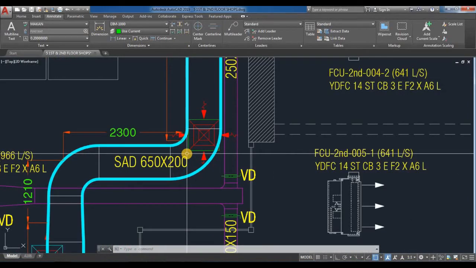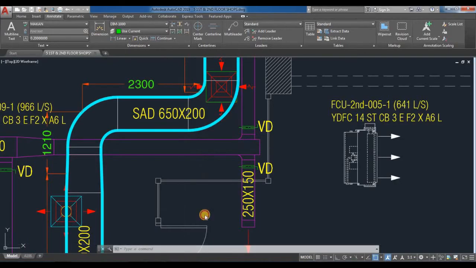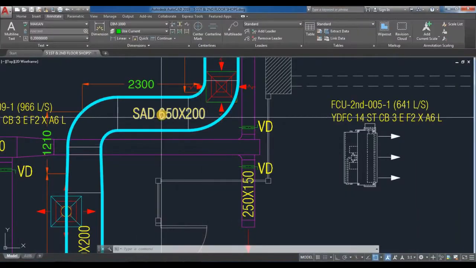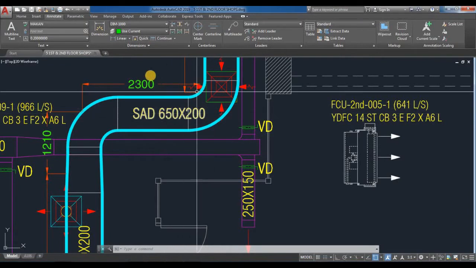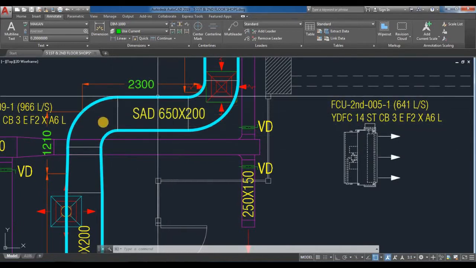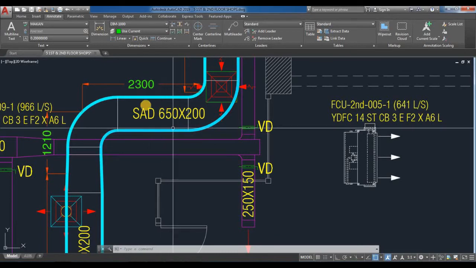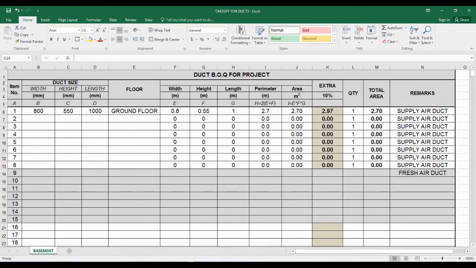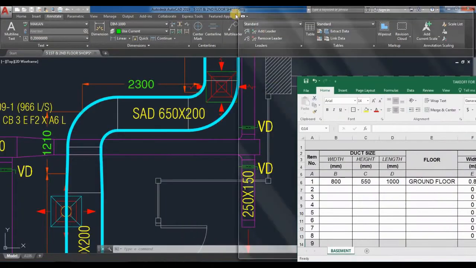So this is a supply air duct, SAD, and the first is 650. It's a metric system file, so it is in mm, 650 multiplied by 200 mm. 650 is the width and the height is 200, and the length you will mention there. In AutoCAD 2D drawings, you will see only the width; the height you will not be able to see in the 2D drawings. This Excel file you will find in the description. You can download it and modify it as per your convenience.